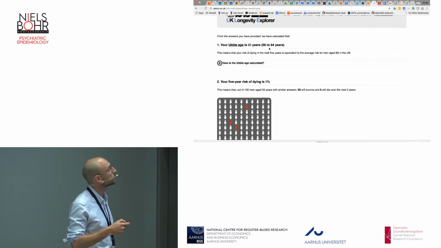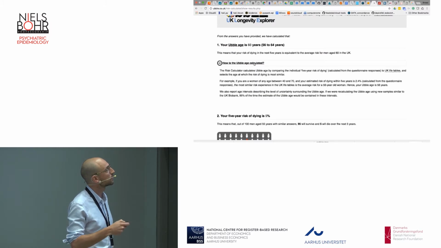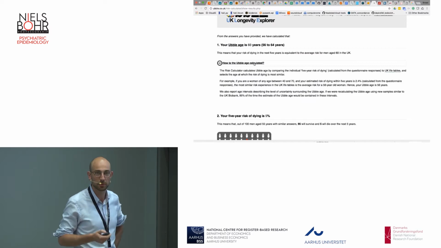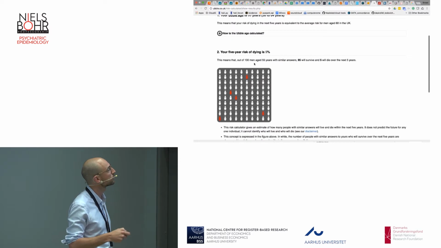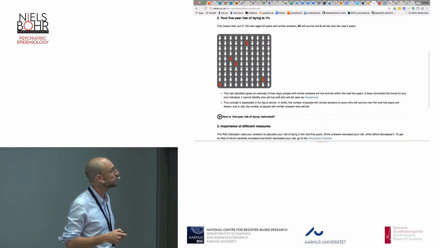Here you get something called able age, which is your risk of dying in the next 5 years. This is equivalent to the average risk for men of 16 years old in the UK. And so this is a nice way to represent the concept of probability, which otherwise would be difficult. We also did this graph. So here you see the risk is 5%, so you have 5 red little men out of 100 people.